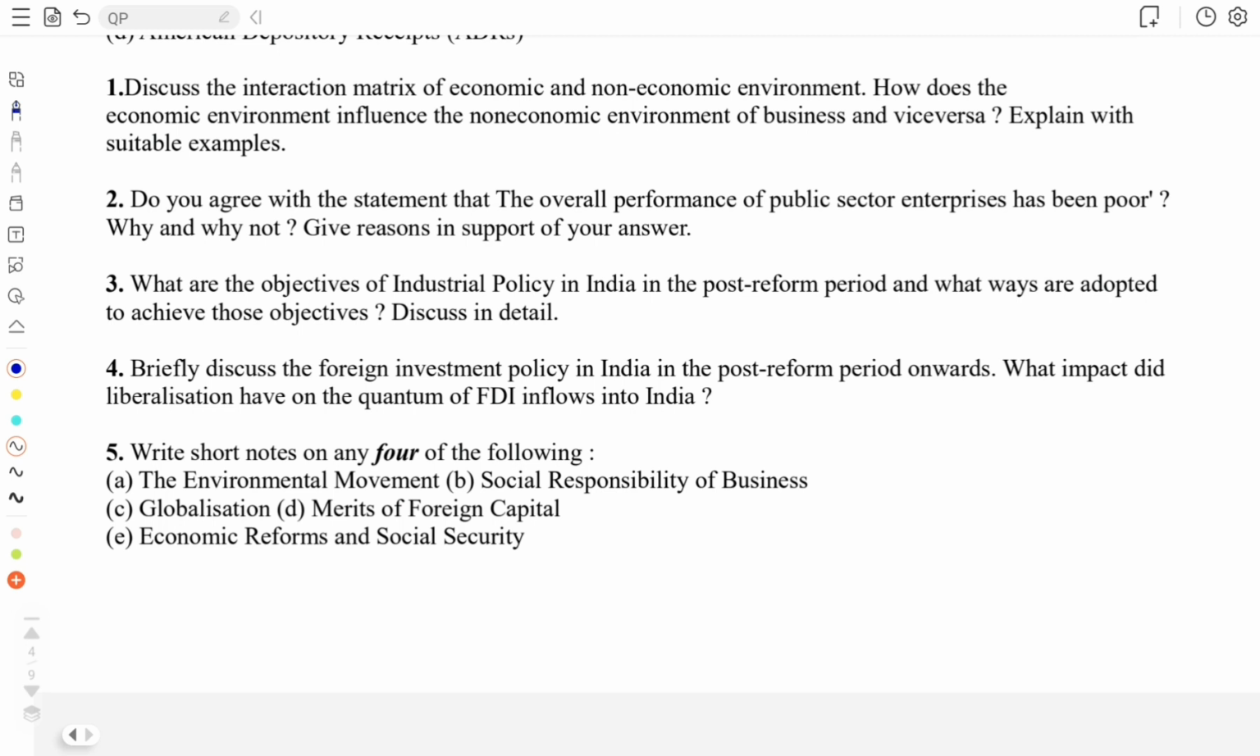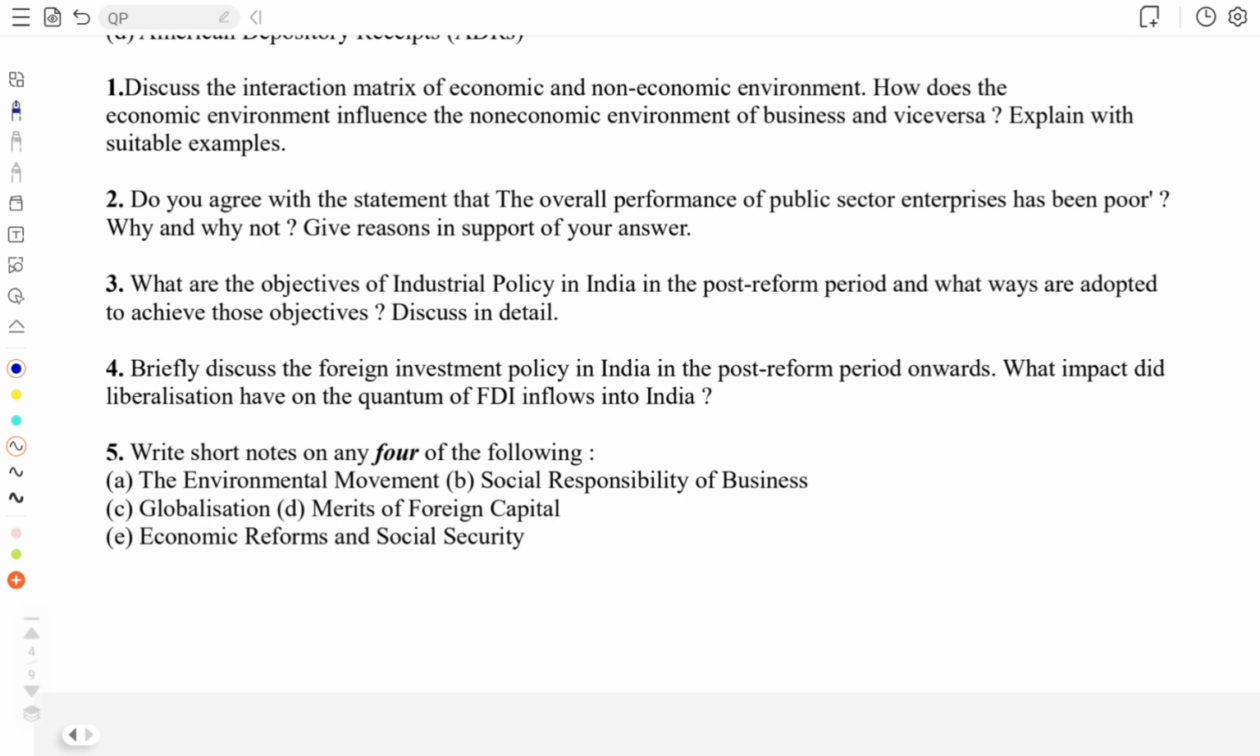Okay, so the next one, write short notes on the following. The first one is the environment movement. So for the environment movement, you can include Chipko, Narmada Bachao, Appiko, Bishnoi, all those things. Okay, social responsibility of business. So business has responsibility towards its shareholders, its employees or the human resources, the community in which it exists, workplace, environment, all those things. Globalization, okay, it is nothing new.